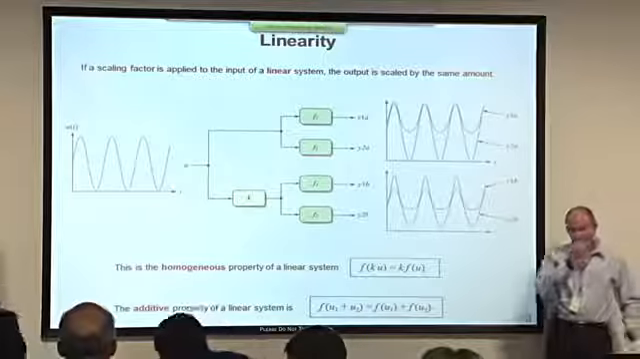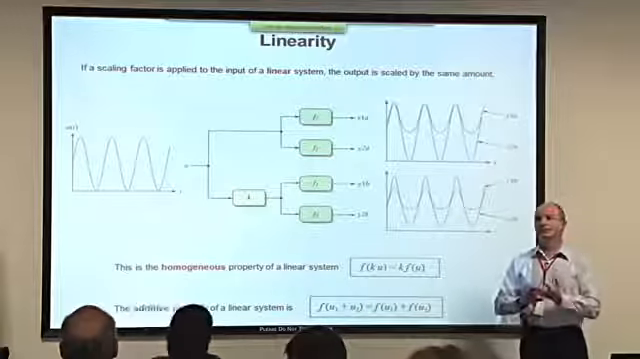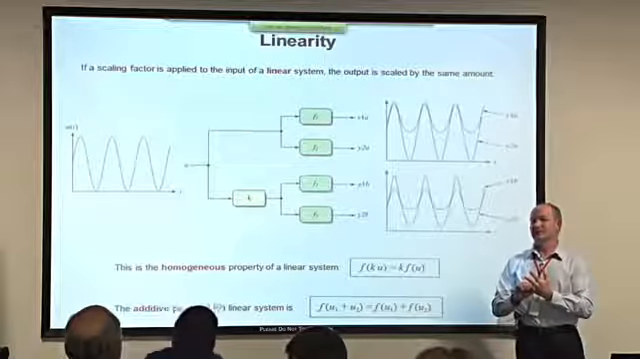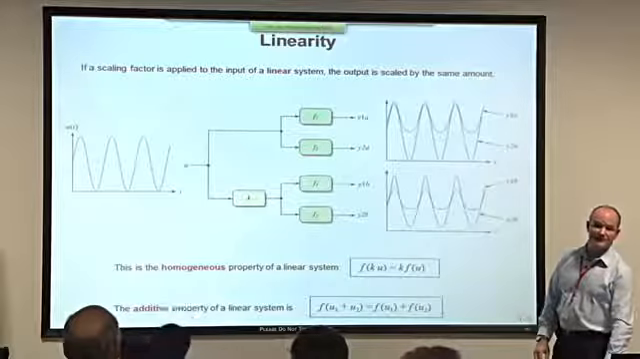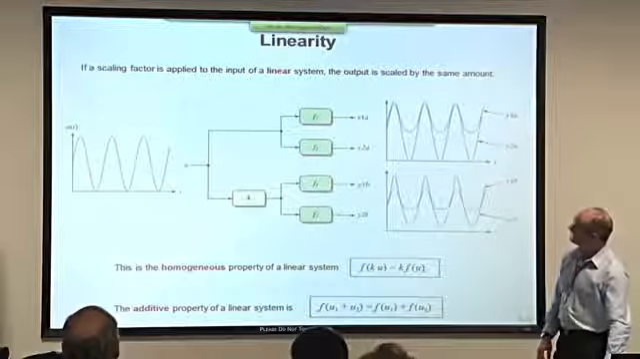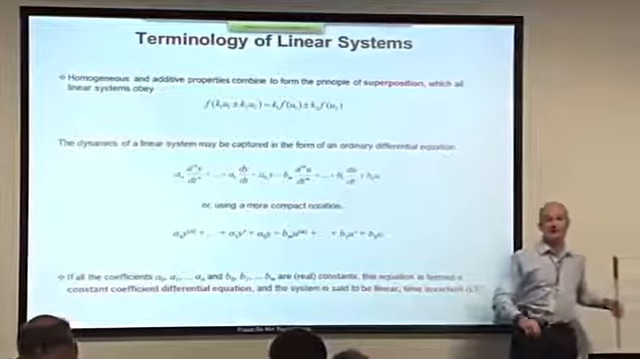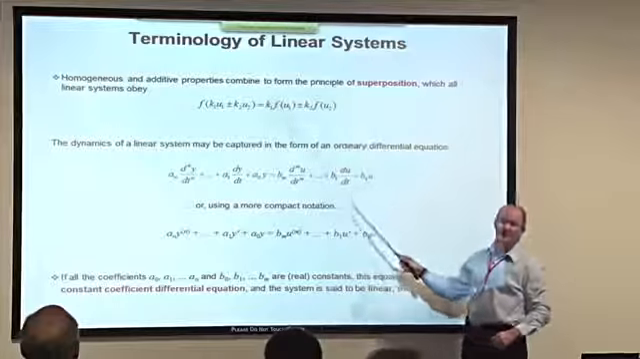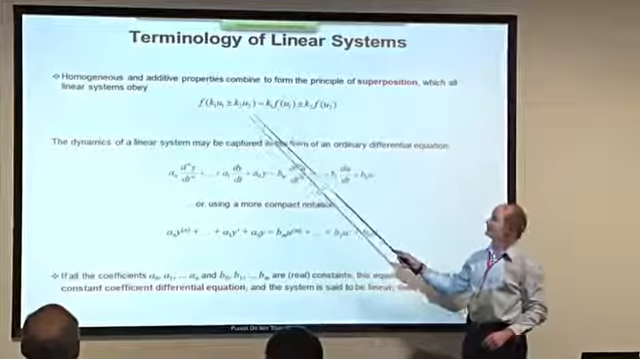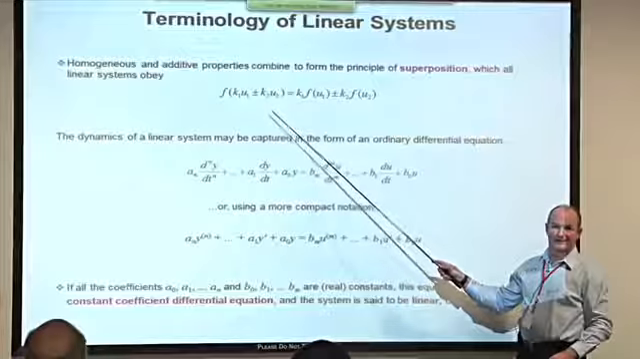Now, these two properties, homogeneity and additivity as they're called, combine to form a third property, which is sometimes used as the definition of stability. It's the most important property of all. It's called the principle of superposition. In equation form, it's represented in the top equation up here. You can recognize, I think, homogeneity and additivity in this. This is superposition.